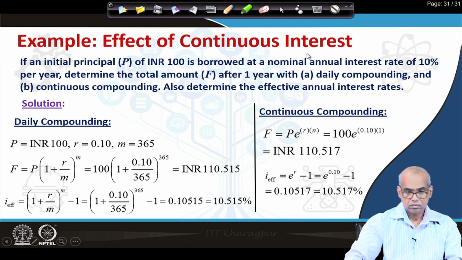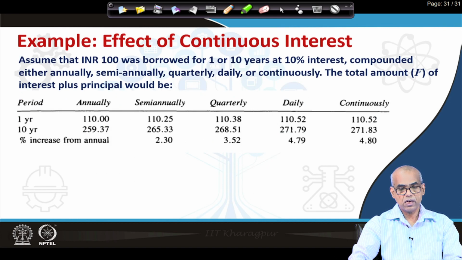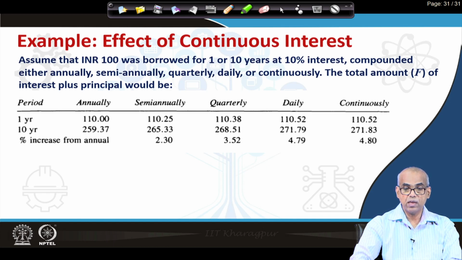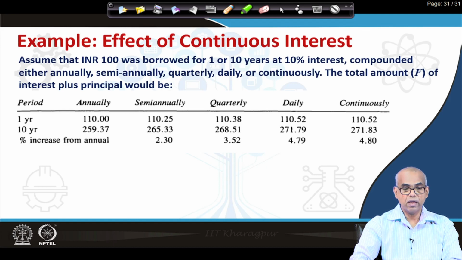But what about the difference between say monthly compounding or continuous compounding vis-a-vis yearly compounding? So, this table tells you everything. Assume that rupees 100 was borrowed for 1 year or 10 years at 10% interest, compounded either annually, semi-annually, quarterly, daily or continuously. The total amount F of interest plus principal is tabled here.